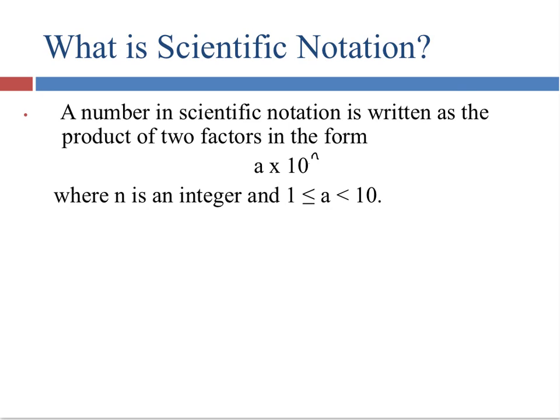Well, scientific notation is a number written as the product of two factors in the form of a times 10 to the nth value. Now n, the exponent, will be an integer, and the a will be equal to or greater than 1 and less than 10.